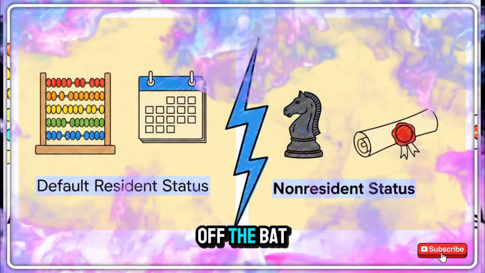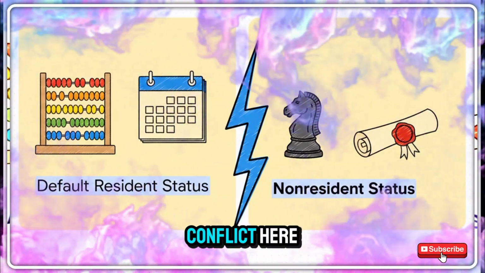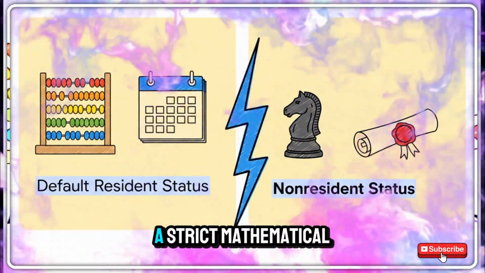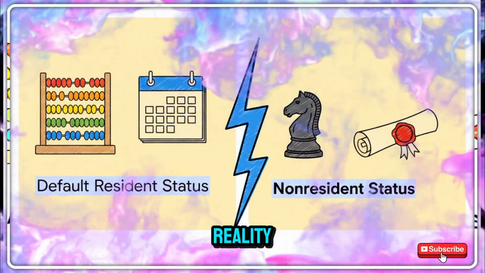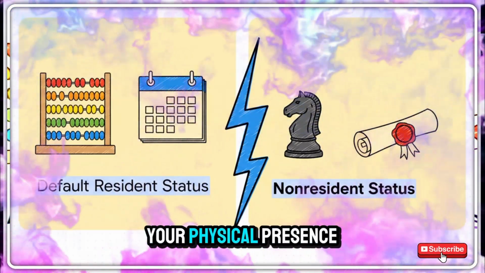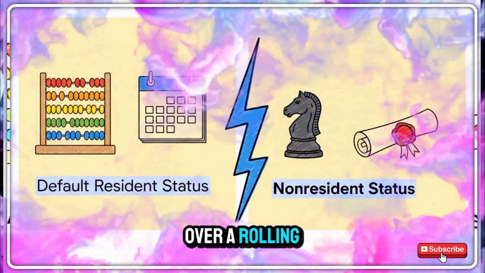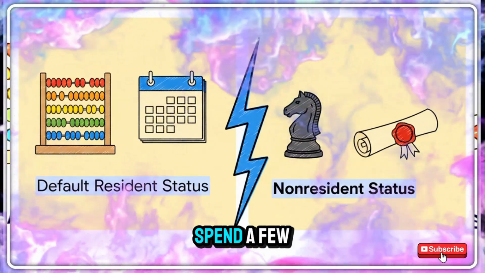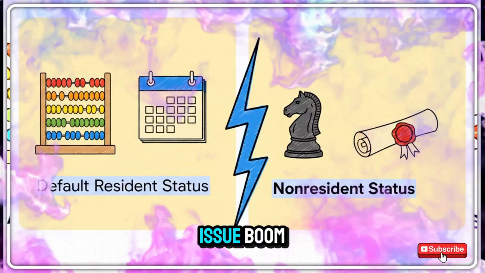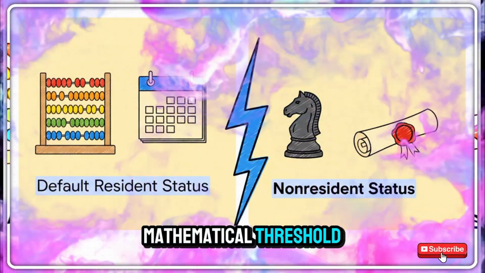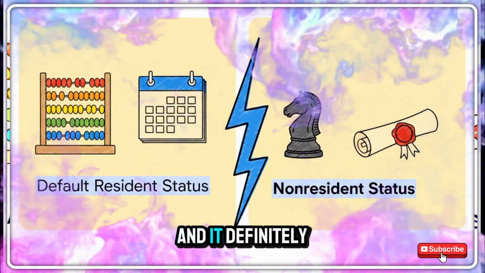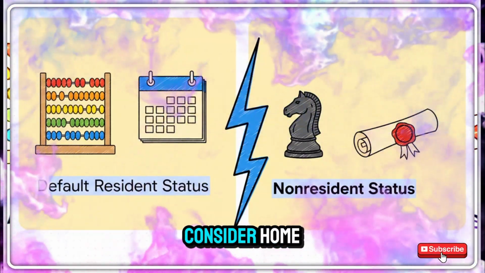Okay, so right off the bat, we need to address the core conflict here. On one side, you have default resident status, and this is a strict mathematical reality. It's triggered completely automatically by a purely empirical metric: your physical presence in a jurisdiction over a rolling time frame. Imagine you just spend a few extra weeks vacationing, or maybe you get delayed by a random medical issue. Boom, you've tripped the mathematical threshold. The formula simply does not care about your intentions, it doesn't care about your feelings, and it definitely doesn't care about where you personally consider home.